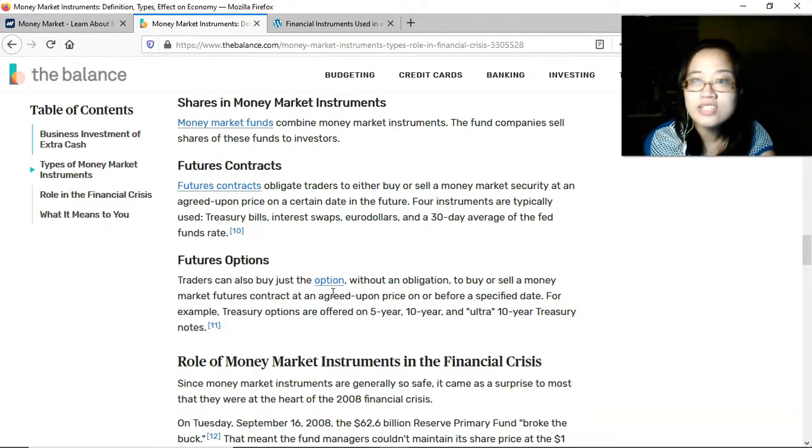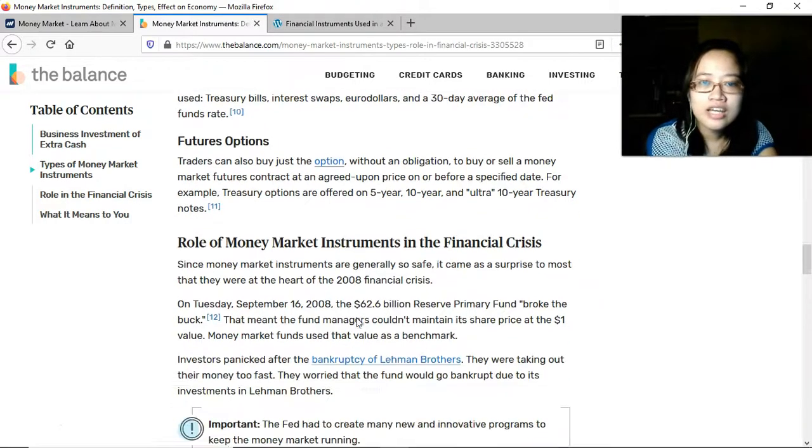Traders can also buy just the option without an obligation to buy or sell a money market futures contract at an agreed upon price on or before a specified date. Pag sinabing option, kumbaga may option yung seller na i-utilize yung option. Kung favorable sa kanya, edi go ahead. If not naman, edi wag na lang. Okay? Kaya siya option. And unlike dito sa contract na contract talaga siya, it will happen.